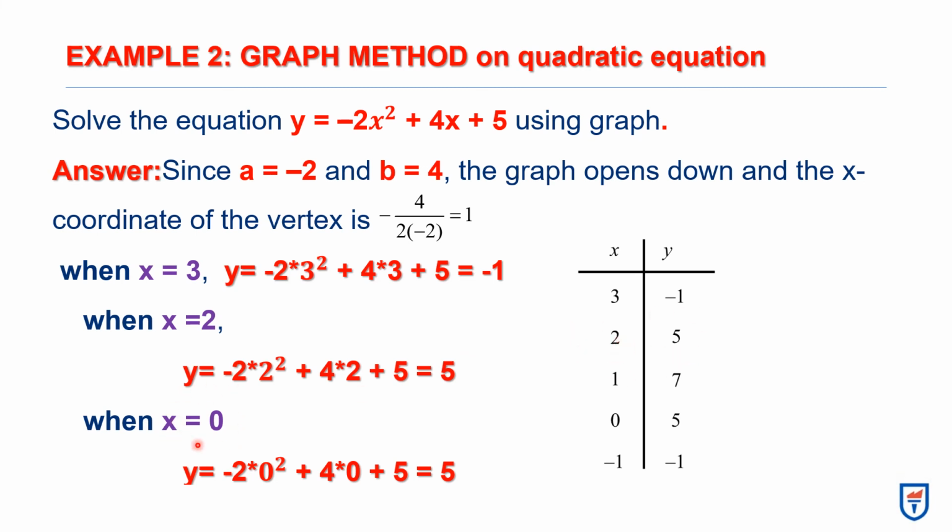And then we let x equal 0 for us to find the y-intercept, where the graph crosses the y-axis. When we substitute 0 in our quadratic, we're going to get minus 2 times 0 to the power 2 plus 4 times 0 plus 5, and we get the value of y is 5. Now we also have 0, 5. We do the same and let x equal minus 1. When we substitute minus 1 in the quadratic equation, we're going to get the value of y is minus 1. And once we have this coordinate, now we can go and plot them on our graph.